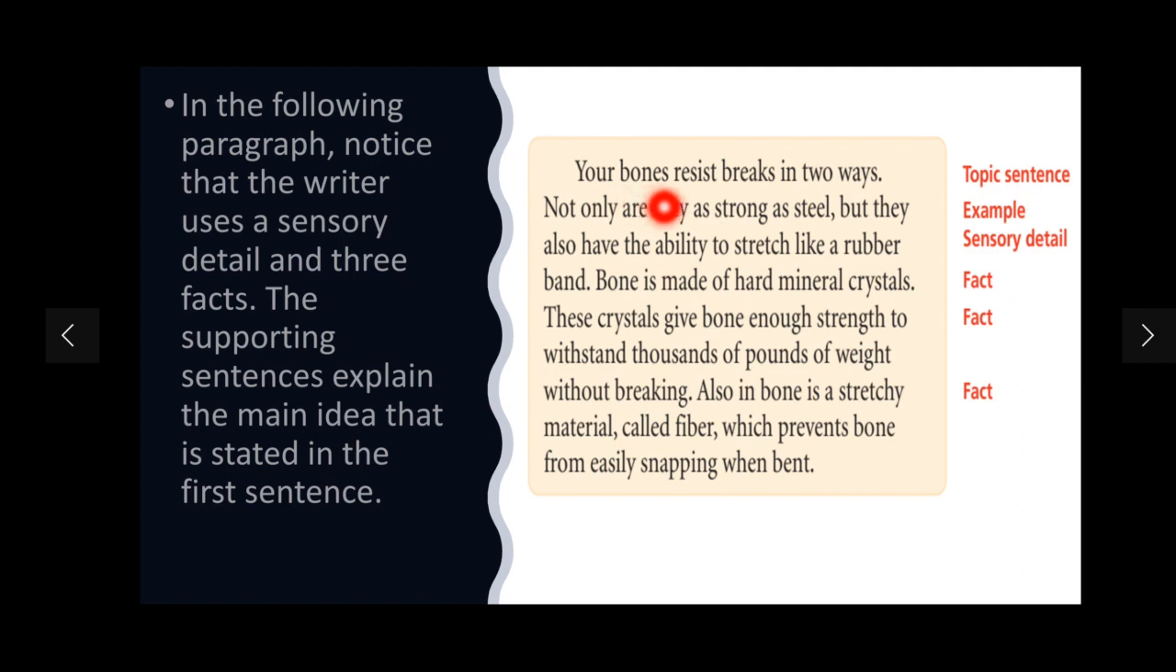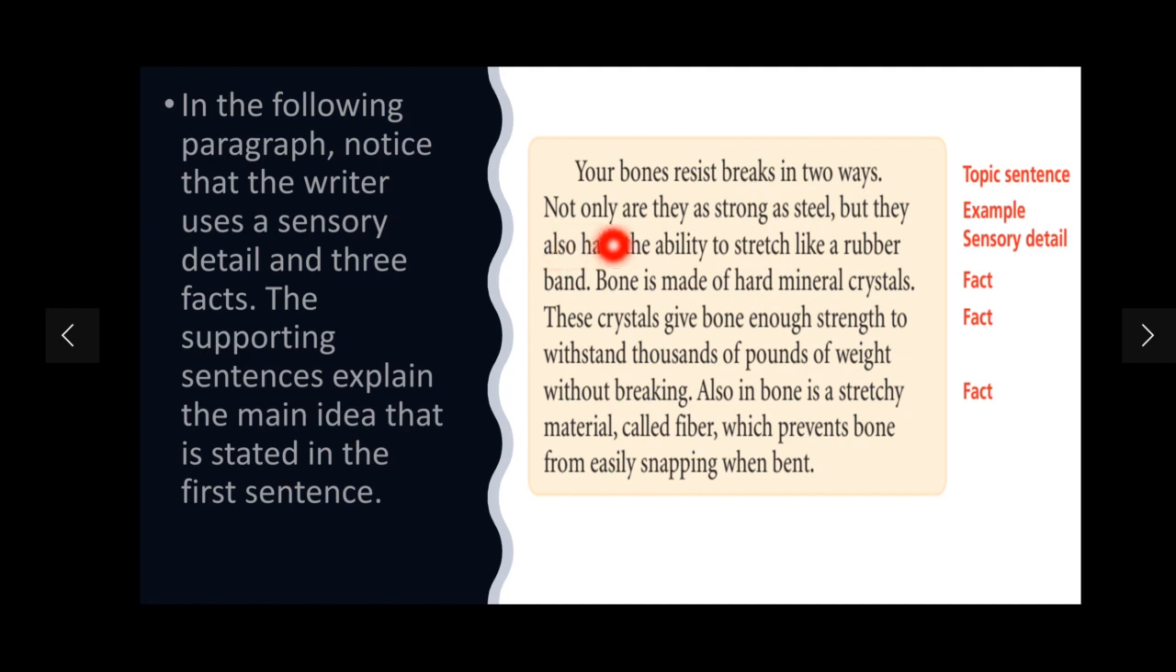Now, your bones resist breaking in 2 ways. So that is a topic sentence. And here we have the main idea. We are talking about how bones resist, right? And how the bone resists breaking in 2 ways. And then we have the example of these 2 different ways. In the first sentence, the topic sentence and main idea is given. And now this main idea about the breaking of the bones is given in two different ways, which would be the explanation of the topic sentence.